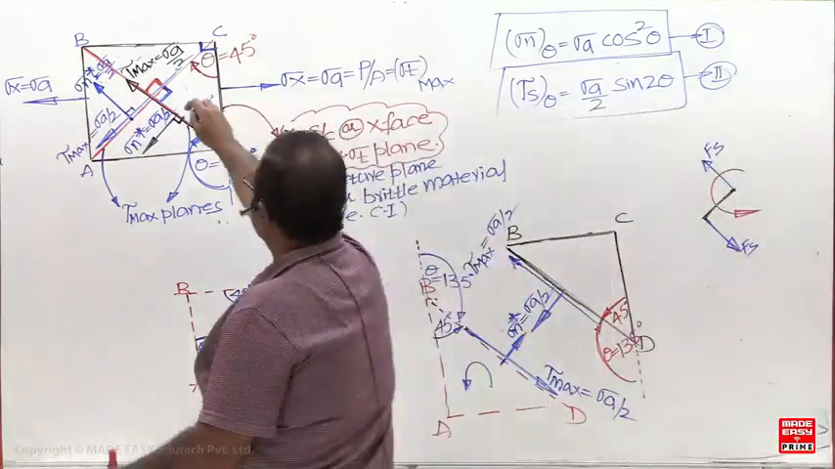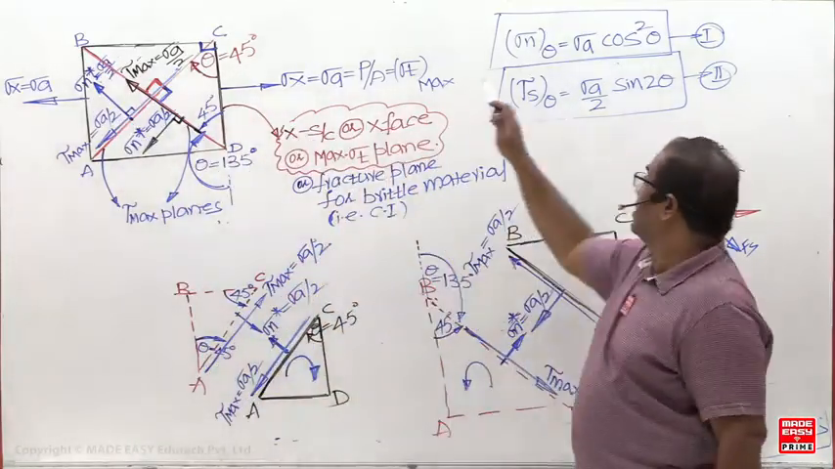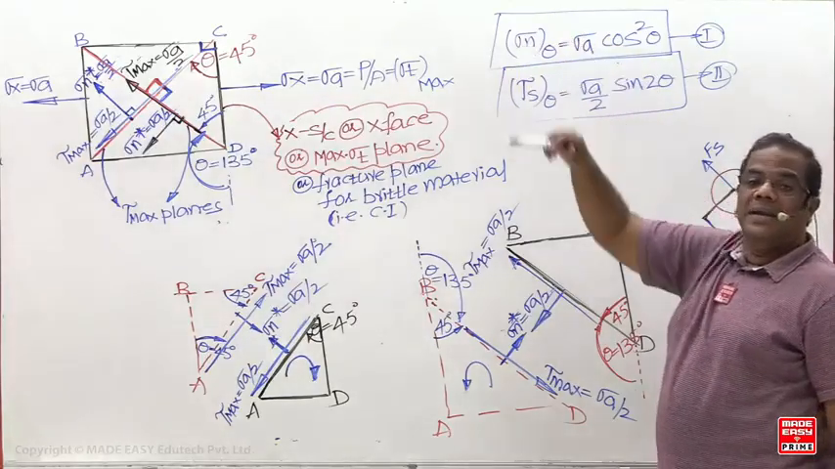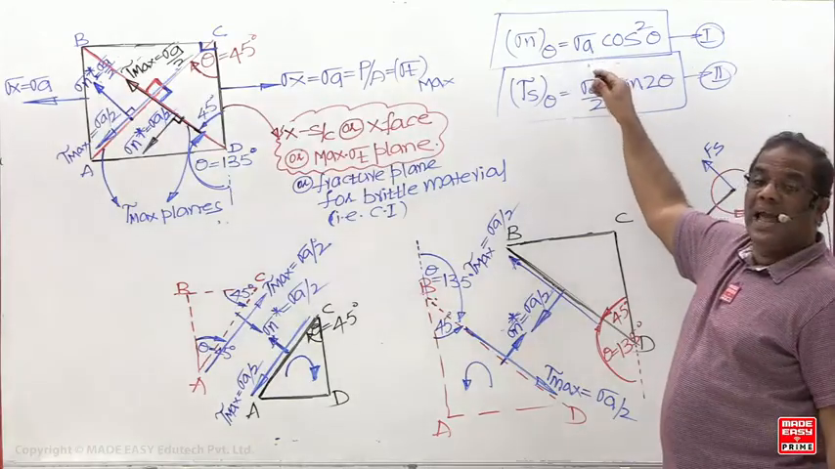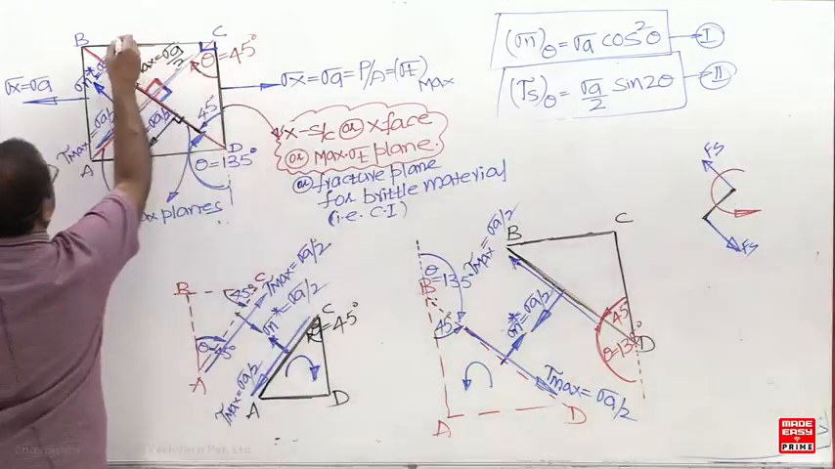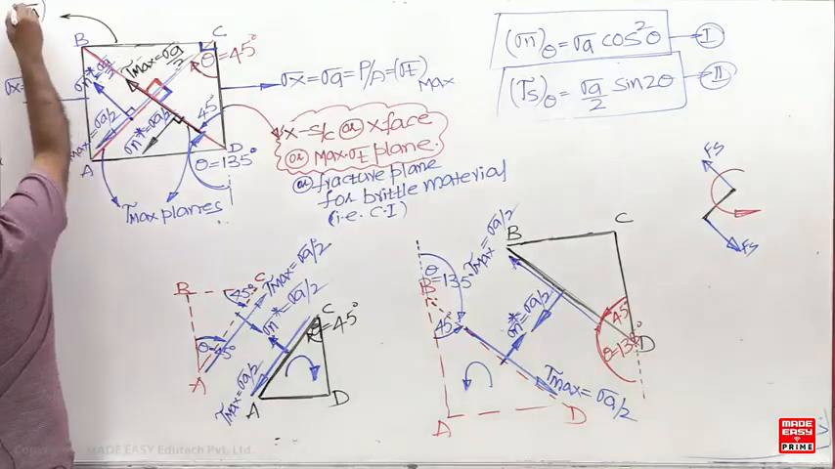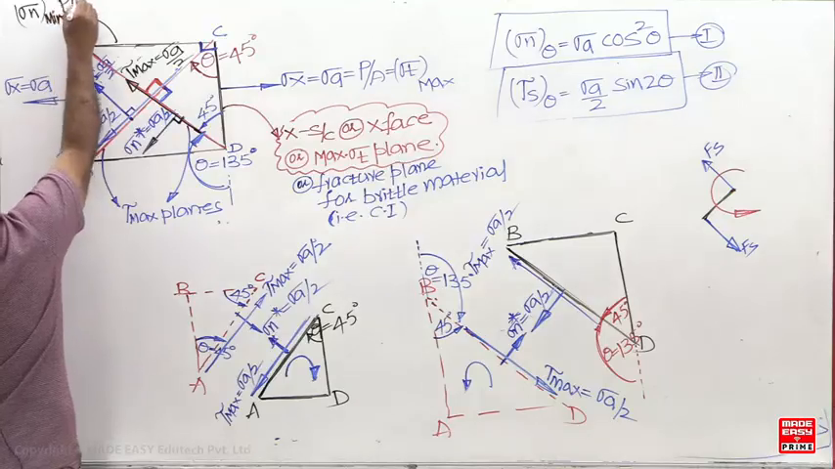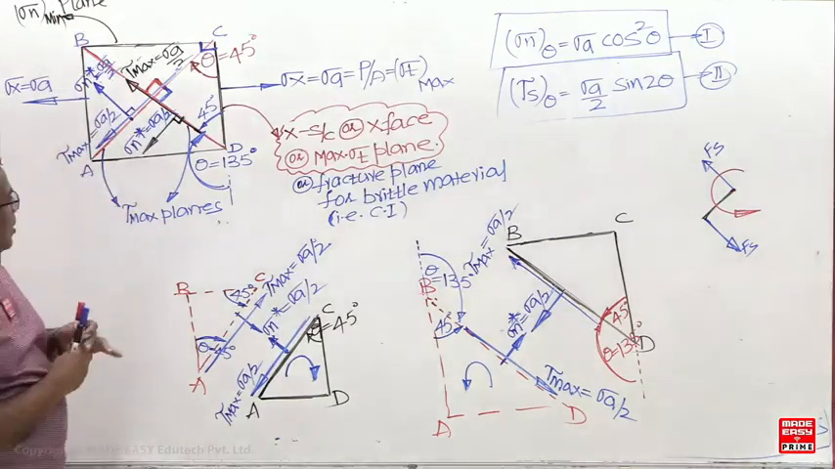On this plane, normal stress 0 is the minimum normal stress. Yesterday, what was the minimum value of the equation? 0. But where did you get that? At 90 degrees. The maximum value is sigma A, and the minimum value is 0. Maximum I am getting at an angle of 0 degrees, minimum at 90 degrees. So what is the other name for this plane? Minimum normal stress plane.